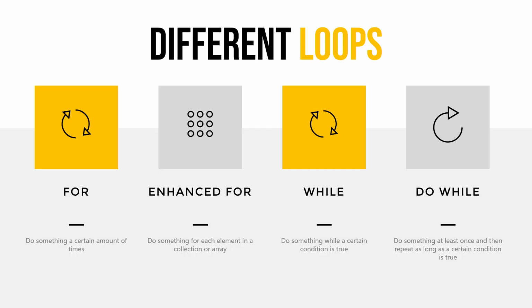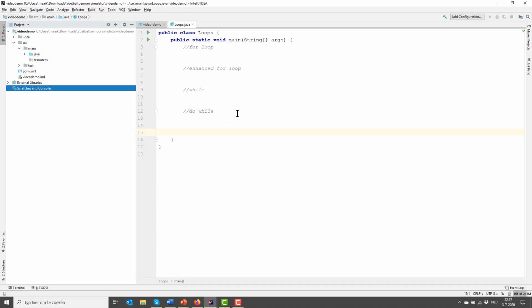Then you also have the while loop. In the while loop, you do something while a certain condition is true. And then the last one is the do while loop. The do while loop is for when you want to do something at least once and then repeat it as long as a certain condition is true. So let's have a look at these different loops in IntelliJ.